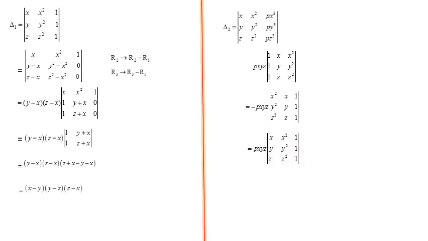And this value we have already calculated, that is x minus y into y minus z into z minus x. Let's substitute, that is pxyz into x minus y into y minus z into z minus x. So this is the value of delta 2. So we have calculated both the values, that is delta 1 is x minus y into y minus z into z minus x, and delta 2 is pxyz into x minus y into y minus z into z minus x.